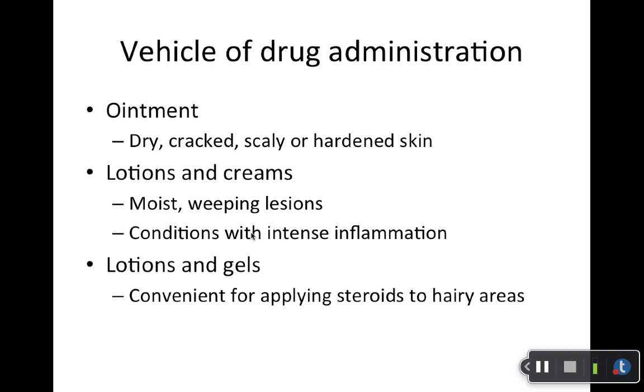Just an FYI, there are different vehicles of administration. So we have ointments, lotions, creams, and gels. Ointments are typically for dry, cracked, scaly, or hardened skin, like palms of your hands, maybe the soles of your feet, or elbows. It depends on the patient too. Lotions and creams are typically for moist weeping lesions and conditions with intense inflammation. They're more soothing and cooling. Lotions and gels can also be more convenient for hairy areas. So again, it depends on the patient.